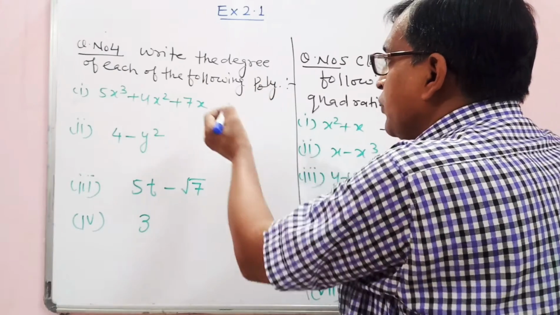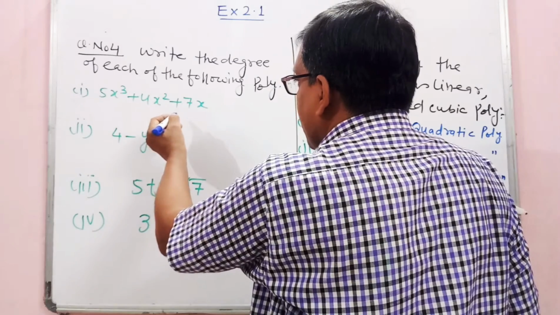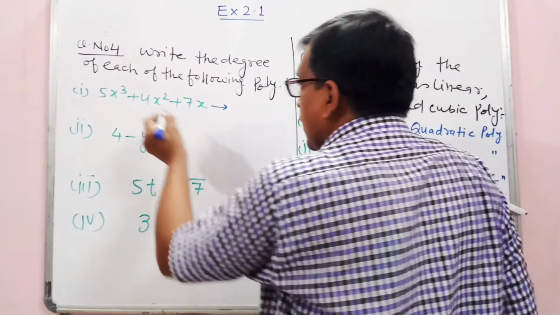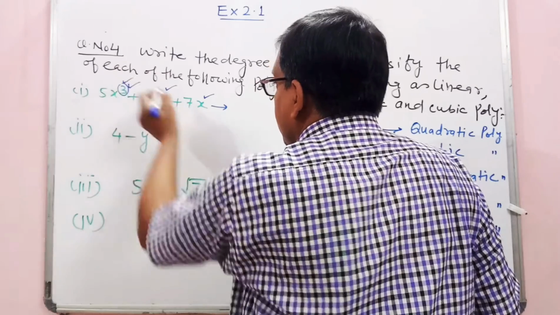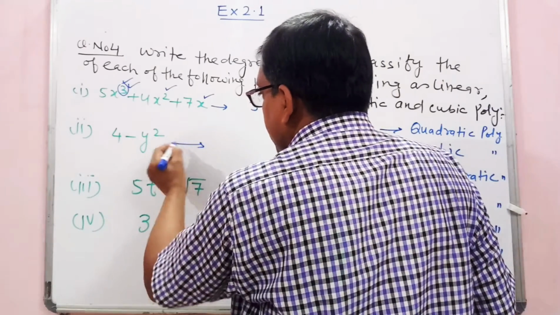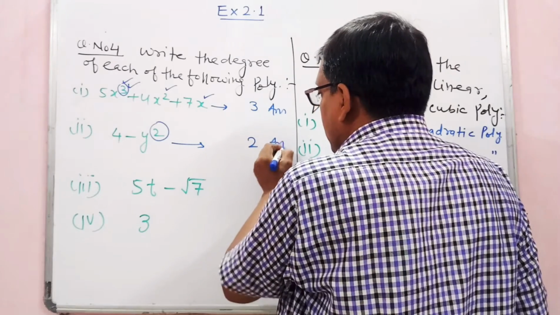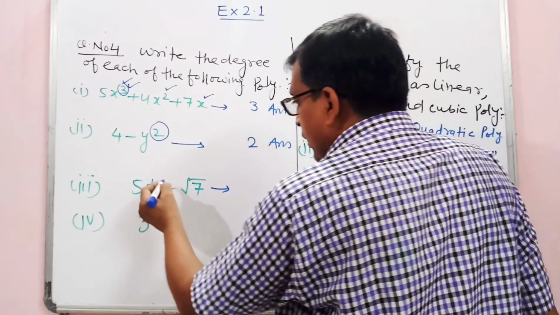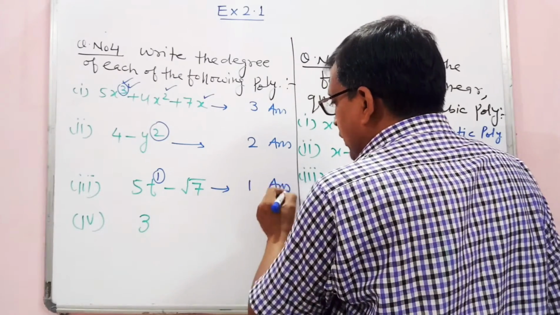Now you see question number 4. Write the degree of each of the following polynomials. First part 5x cubed plus 4x squared plus 7x. Then what is the meaning of degree? Highest power. And we see here power 3, here 2 and here 1. Which is the highest power here? 3. Then 3 is the answer. Now you see here the power 2, then highest degree here is 2, answer.